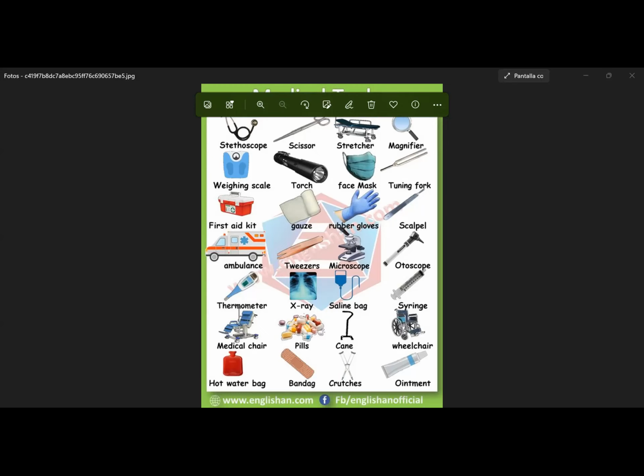Yes. What about the medical chair, Constanza? Medical chair. What is the use? To examine. Yeah, exactly. To examine patients. Can you say that? Examine. To examine patients. Then we have pills. Píldoras. Medicina. Pills.